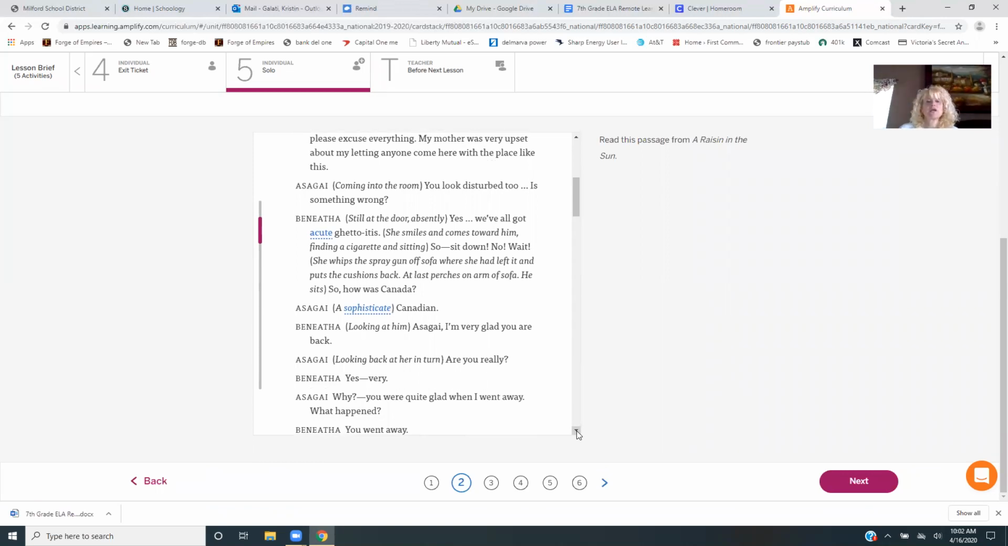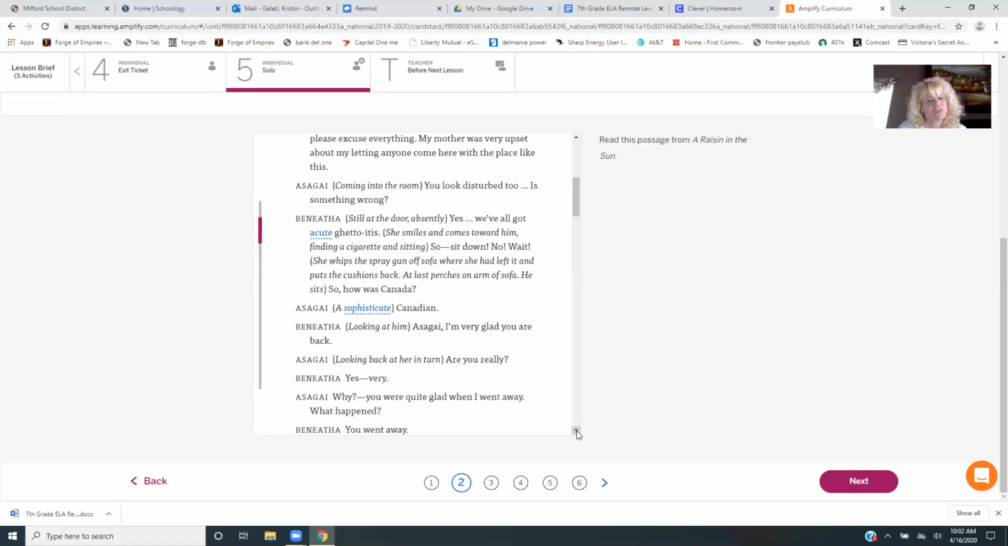She smiles and comes toward him, finding a cigarette and sitting. So, sit down. No, wait. She whips the spray gun off the sofa where she had left it and puts the cushions back. At last, perched on the arm of the sofa, he sits. So, how was Canada? He says in sophisticated manner. Canadian, Beneatha says, looking at him.